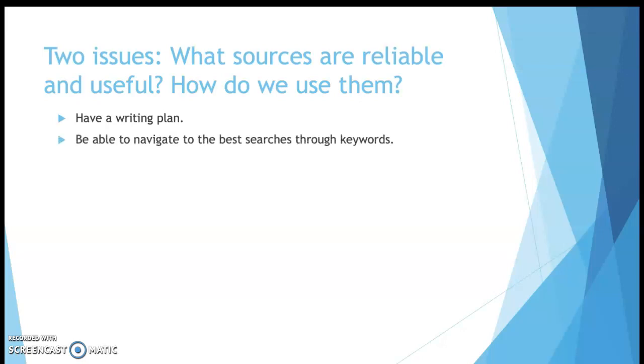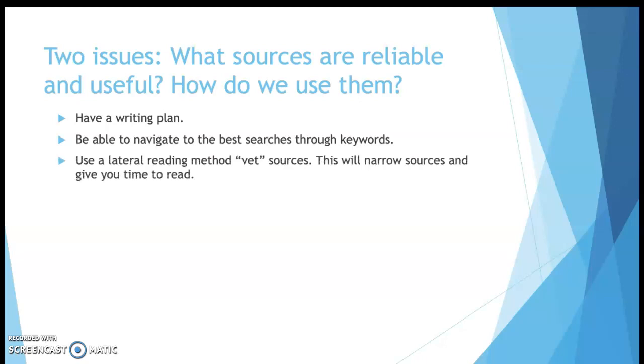You also want to make sure you're able to navigate your searches through keywords. So utilize the words that you wrote down in your proposal, and the keywords that they give you when you search for an article at the library, all those different little keywords that pop up, and think mostly too about the combinations of those keywords so that you get the best results. I'm going to explain to you in a minute how to do lateral reading. This is a way to vet your sources. It's going to help you narrow your sources so that you do have time to actually read them, which is one of the biggest problems with college students and research.